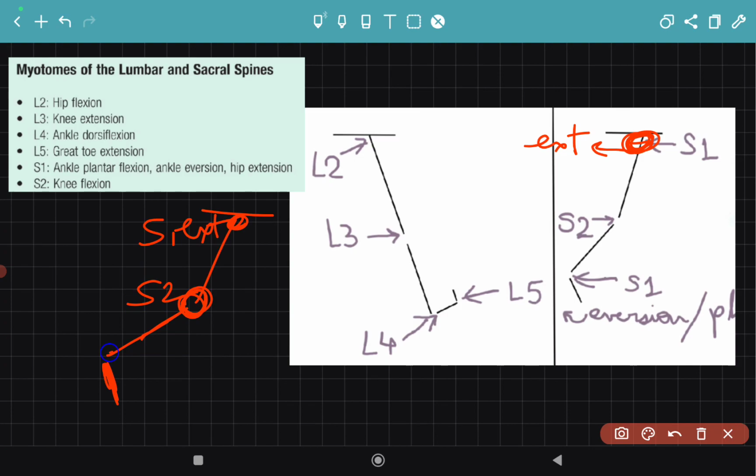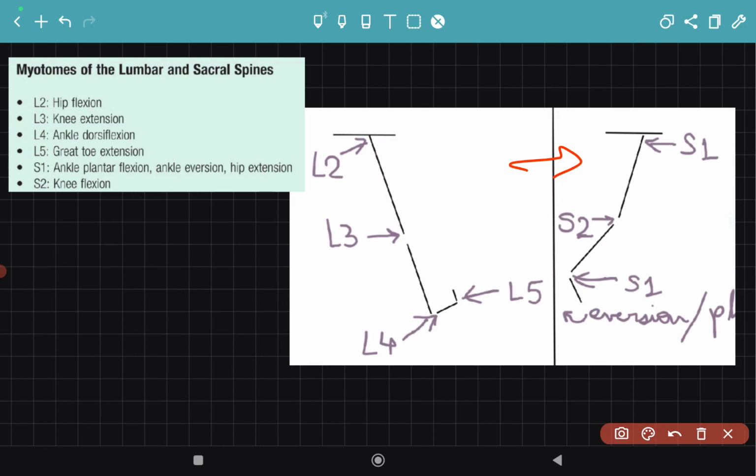Again going to the ankle. So the ankle is plantar flexed, which is for S1. Along with plantar flexion, there is an eversion component to be remembered extra. So S1 is hip extension, S1 is ankle eversion and plantar flexion, and in the middle we have the knee joint. So knee flexion is for S2 myotome.